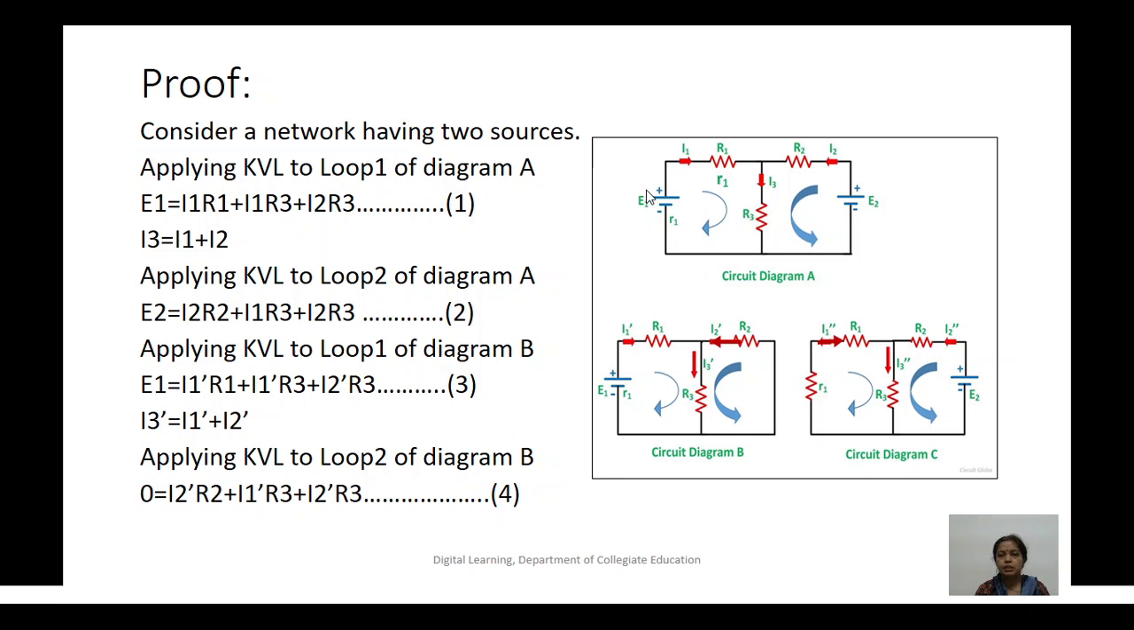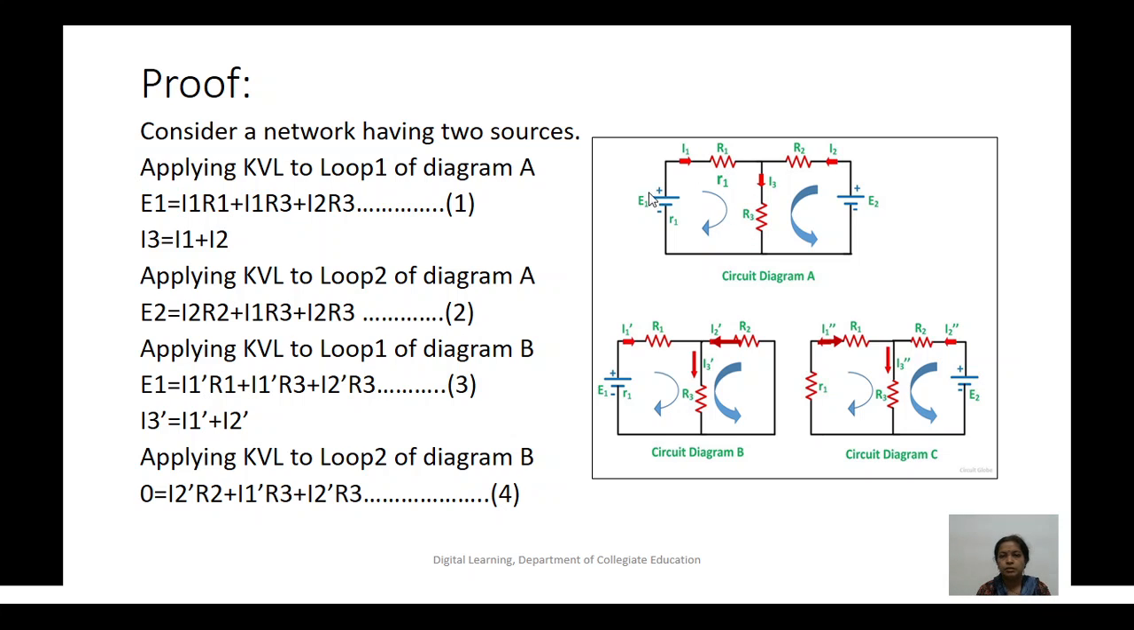According to KVL, sigma E is equal to sigma IR. Sigma E means sum of the sources. There is only one source in this loop, so sigma E is E1, equal to sigma IR, the IR products. The IR products are I1 R1 plus I3 R3. In this loop we have only two branches, R1 and R3. So E1 equals I1 R1 plus I3 R3.